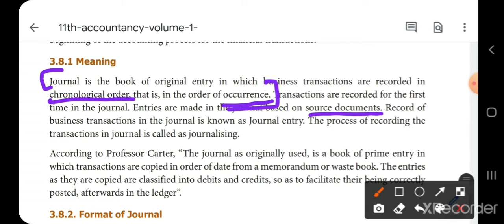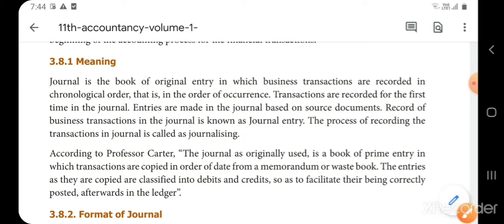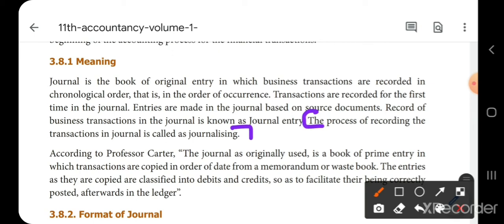Now from where do they get the entries? On seeing the source document like invoice, bills. On seeing that only they will record the entries in the journal. Record of business transaction in the journal is known as journal entry. The process of recording the transaction in the journal is called journalizing. What is journalizing? They may ask for 2 marks. You have to write this.